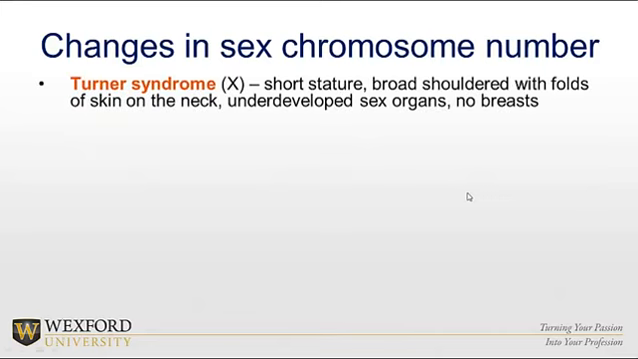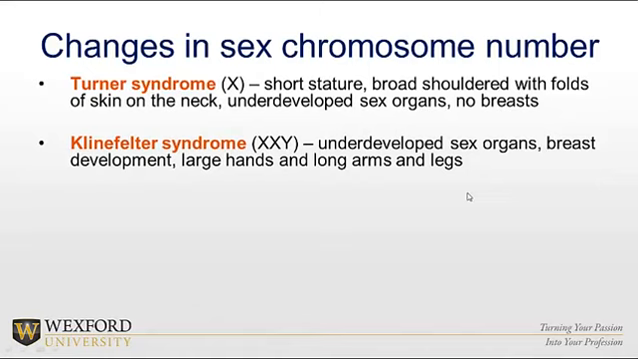So once again, Turner syndrome, I already mentioned. We don't have an XY or an XX, we only have an X. They're only giving off a female expression, but not fully like they're supposed to. So you have short stature, broad shoulders with folds on the neck, underdeveloped sex organs, no breasts. You have Klinefelter syndrome. So that's where you have XXY. So wait a minute, XX is usually female, XY is usually male. Well, what do we have here? Well, underdeveloped sex organs, breast development, large hands, long arms, and legs. So literally both some male and female elements here.